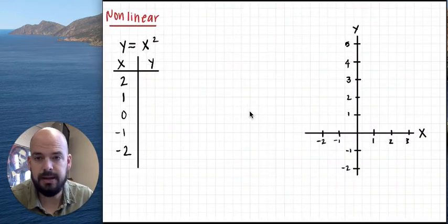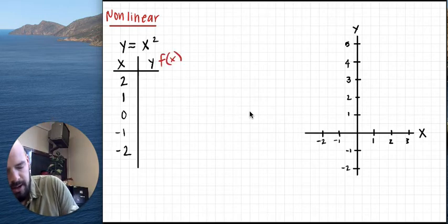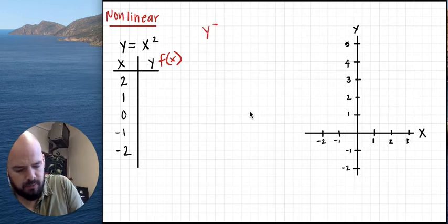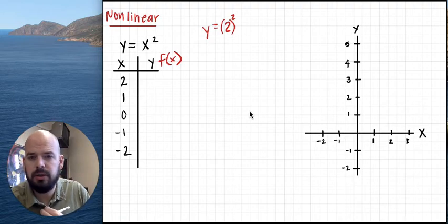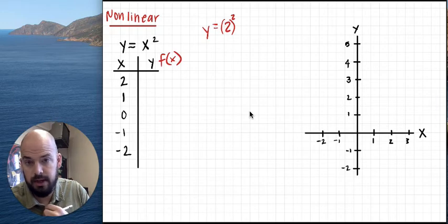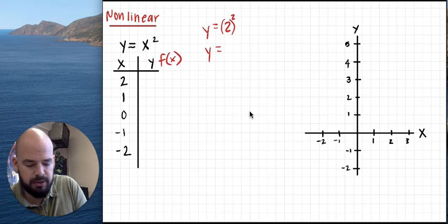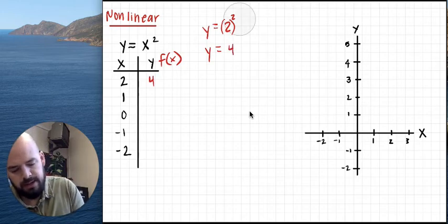Let's look at a non-example. So a non-example we have here is y equals x squared. And again, we could write f of x. So let's take my first input, y equals, instead of writing x squared, I'm going to write 2 squared. And I always like to put my number in parentheses, and that'll be important here in 1 second. So y equals, now 2 squared, anything squared means you multiply it by itself. So 2 times 2 gives me 4. So I'm going to write 4 in my table there.